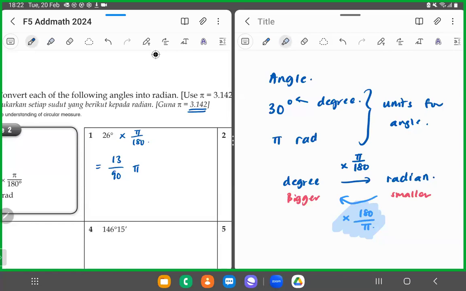But if the question is asking you to convert only, not finding anything else, you will need to write it in decimals. So 13 over 90 times pi, 3.142. So you will get 0.4538. This one is in radian, so RAD.